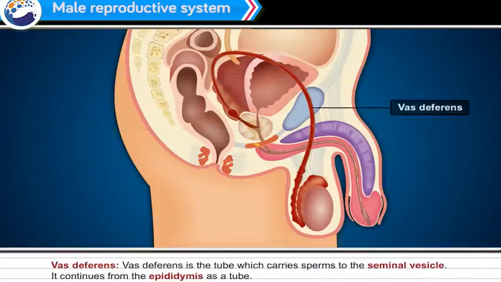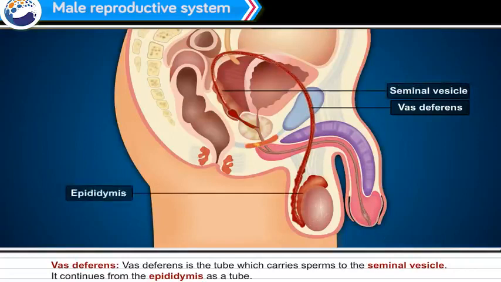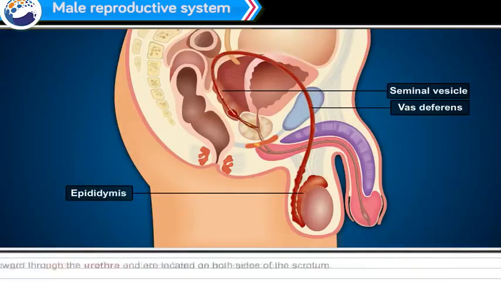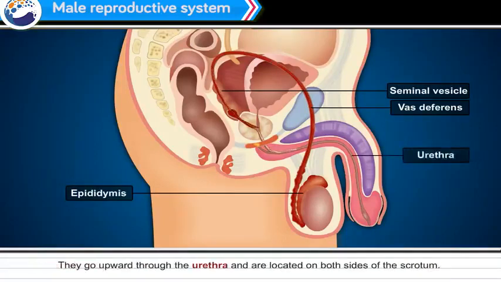C. Vas deferens. Vas deferens is the tube which carries sperm to the seminal vesicle. It continues from the epididymis as a tube. They go upward through the urethra and are located on both sides of the scrotum.